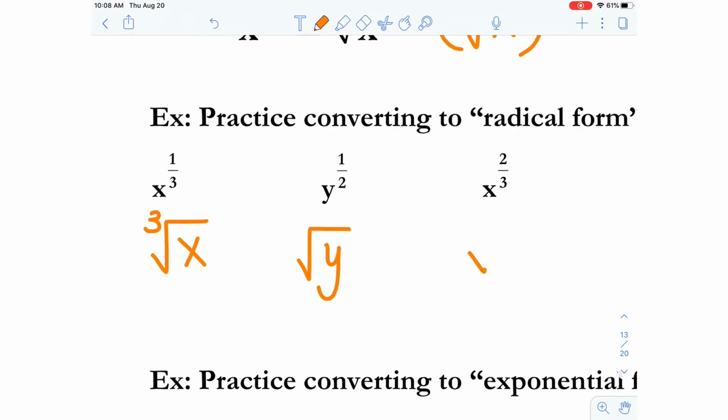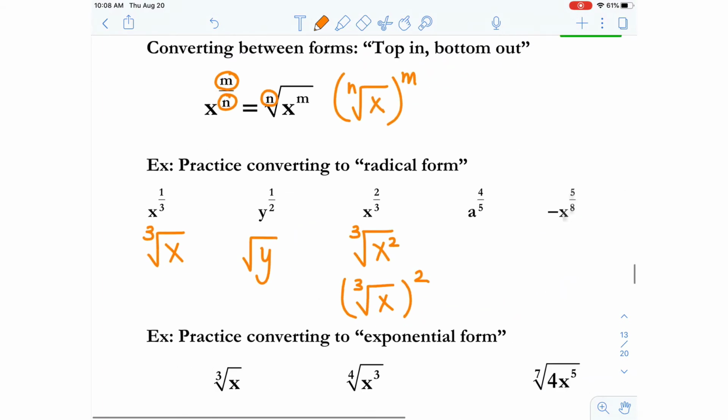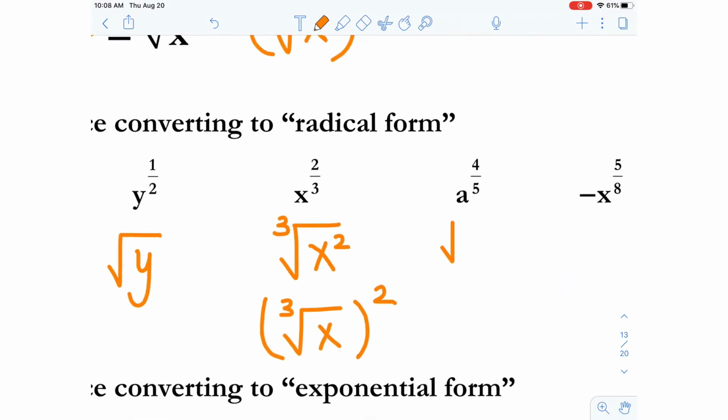Okay, the third one would be the cube root of x squared. I could write it as the cube root of x and then squared. Both of those are acceptable answers. The fifth root of a to the fourth.